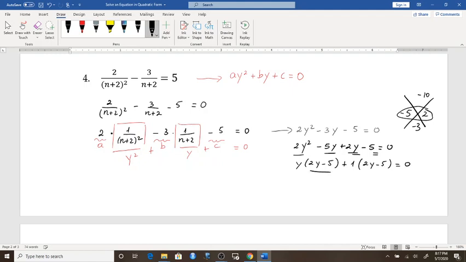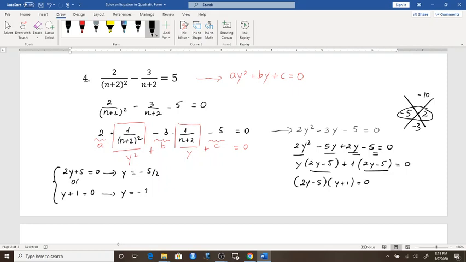So now we have a greatest common factor of 2y minus 5, so we end up with 2y minus 5 times y plus 1 equals 0. So, which means that we want 2y minus 5 to be equal to 0, or y plus 1 to be equal to 0, from which we can solve for y, add 5 and divide by 2, we end up with 5 over 2, and then from this one we get y equal to negative 1.